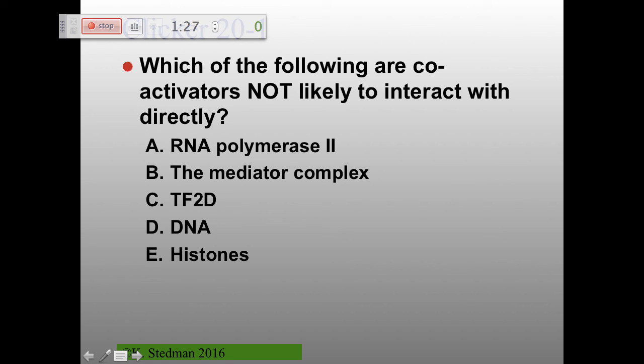Start here. Which of the following are coactivators not likely to interact with directly? RNA polymerase II, the mediator complex, TFIID, DNA, or histones? One way to look at questions like this would be to just rewrite them and say, this is not likely to interact with. So just flip them around.